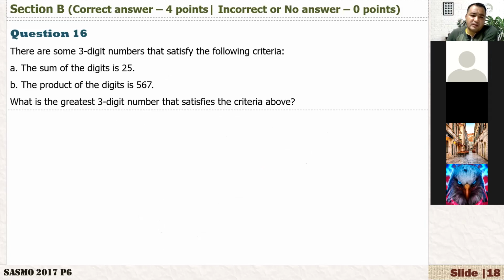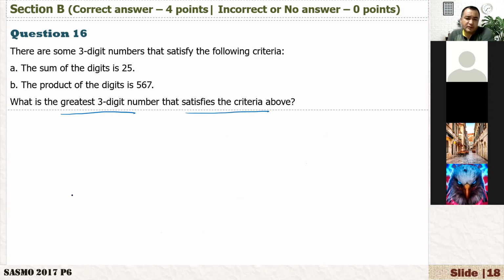Guys, let's do two more questions and I will finish the class, okay? There are some three-digit numbers that satisfy the following criteria. Criteria means some condition, right? The sum of the digits is 25, and the product of the digits is 567. What is the greatest three-digit number that satisfies the criteria above?